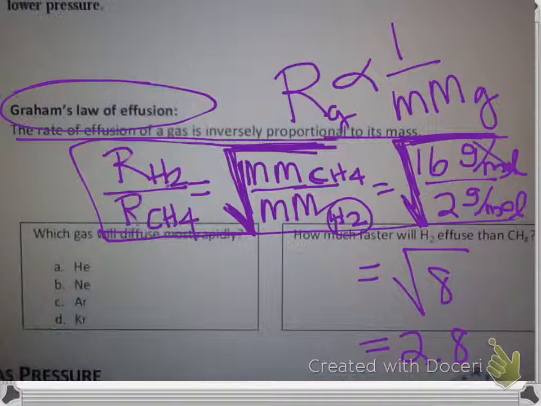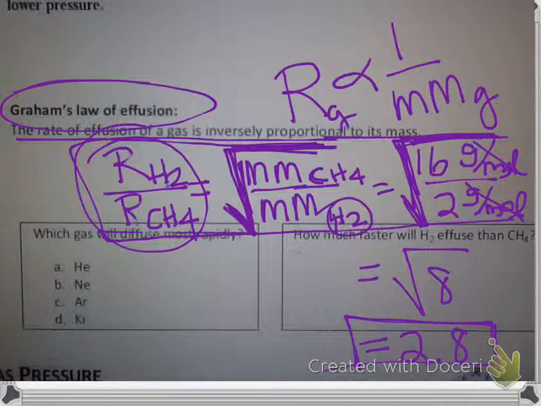Now there are no units because the grams per mole cancels out. So what does the 2.8 mean? Well, the rate that hydrogen effuses versus methane is 2.8 times faster. The question was, how much faster will hydrogen effuse than methane? 2.8 times faster. That's what that means. All right. Now, that's using the calculation. That's using the actual equation for Graham's law.